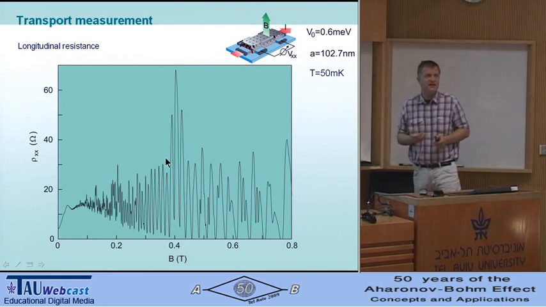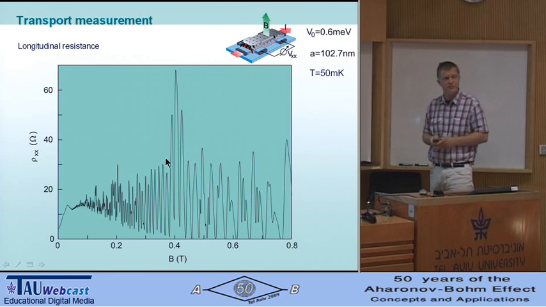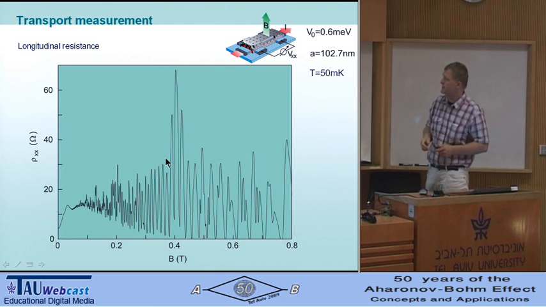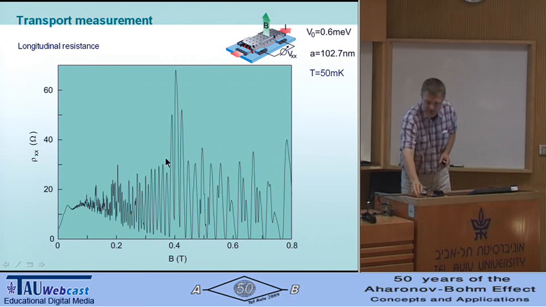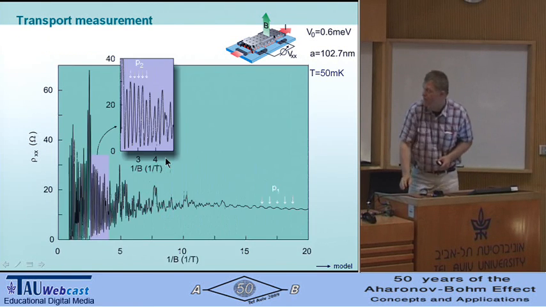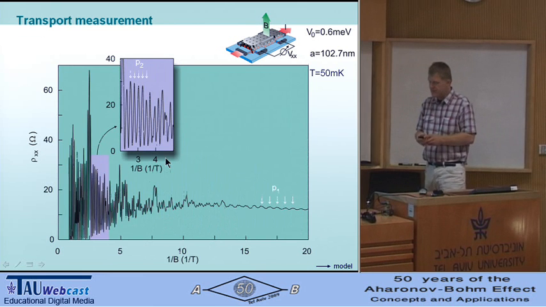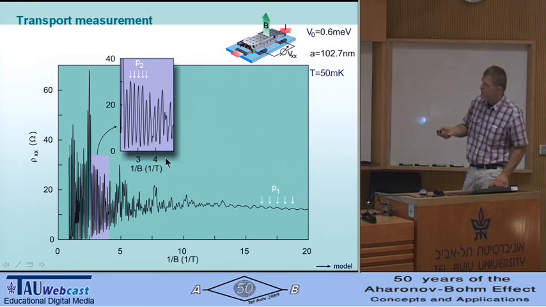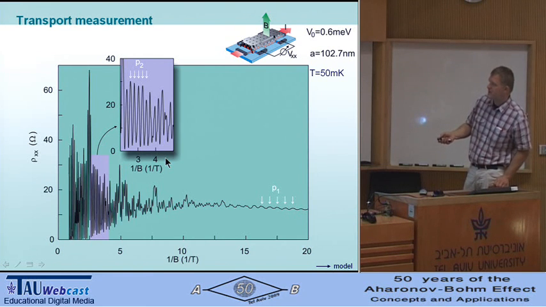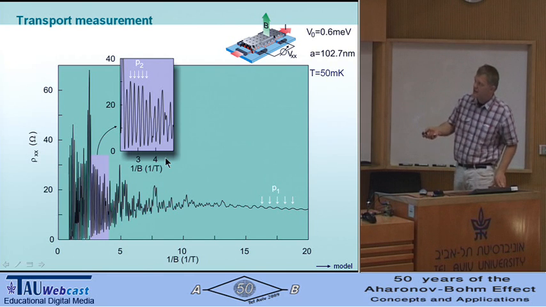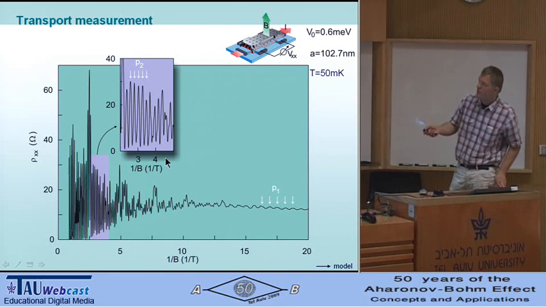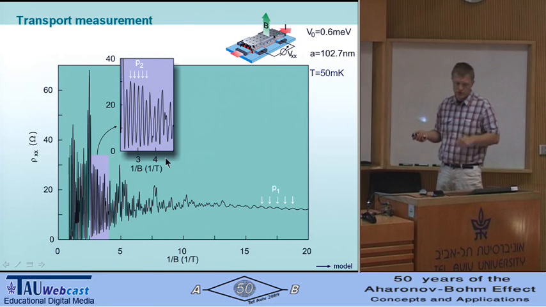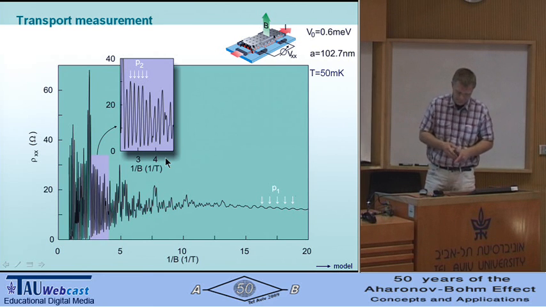And since we are expecting 1/B periodic oscillations, we better replot this data on an inverse magnetic field scale. And if we do that, it's more clear to see that we have oscillations with different periodicities available in this data. So here I highlight two different cases. At small magnetic fields, for instance, we have these oscillations with a large periodicity, and at larger magnetic fields, we get these oscillations with a much smaller periodicity.